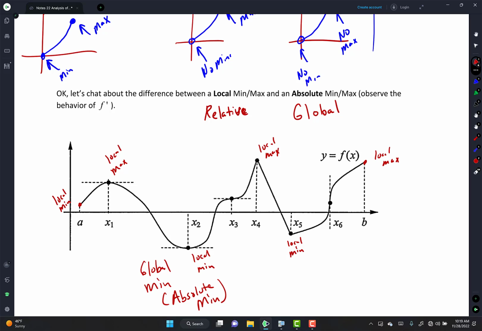From A to B, is there a point that's higher than any other point? It looks like it's X4. You can call that an absolute max, or you can call it a global max. It looks like they're the same height, but I think this one looks a little bit higher. I'm just writing both so you know, depending on the language that they use. AP uses both of them, and textbooks go back and forth depending on who your author is.